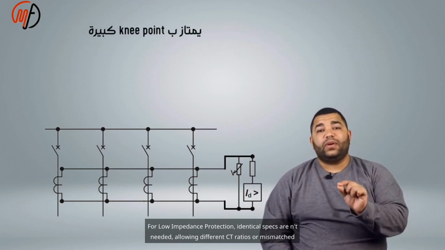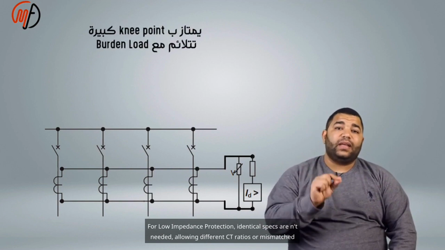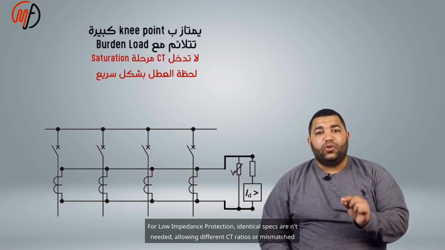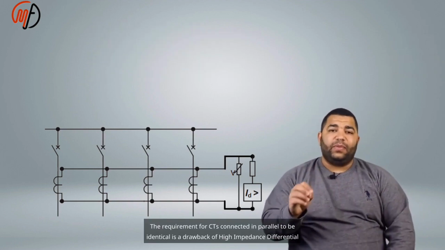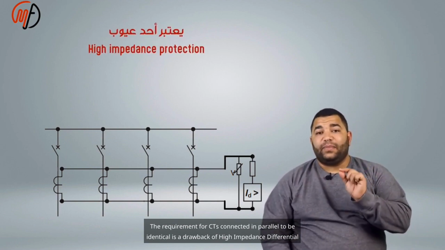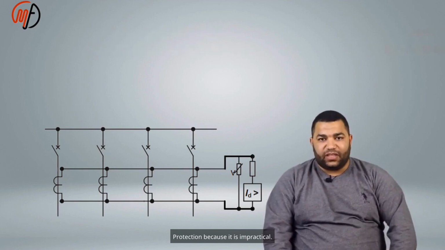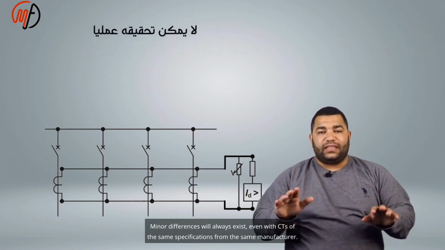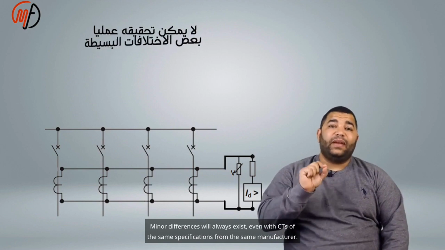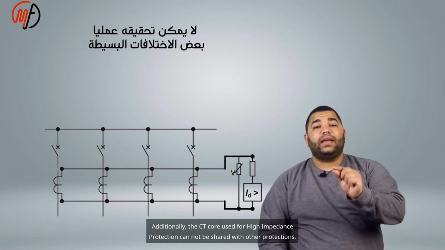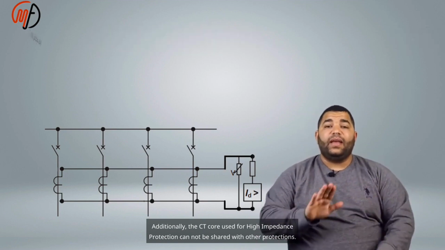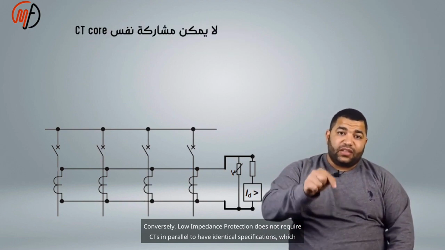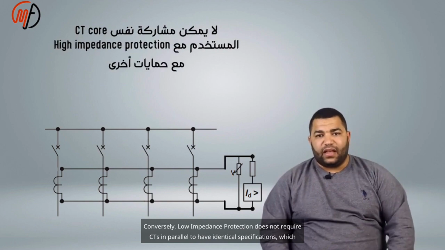For low impedance protection, identical specs aren't needed, allowing different CT ratios or mismatched polarities. The requirement for CTs connected in parallel to be identical is a drawback of high impedance differential protection because it is impractical. Minor differences will always exist, even with CTs of the same specifications from the same manufacturer. Additionally, the CT core used for high impedance protection cannot be shared with other protections. Conversely, low impedance protection does not require CTs in parallel to have identical specifications, which is advantageous.